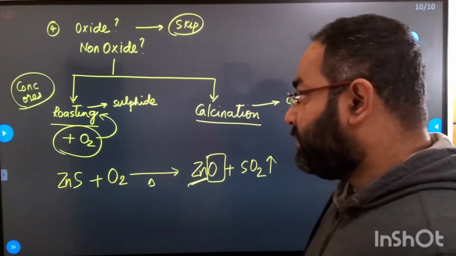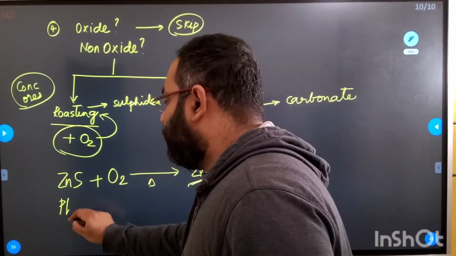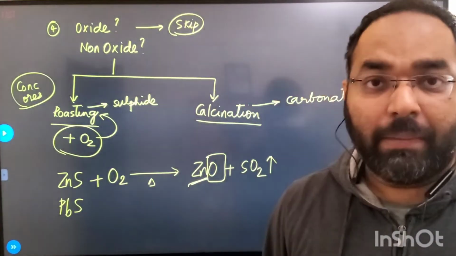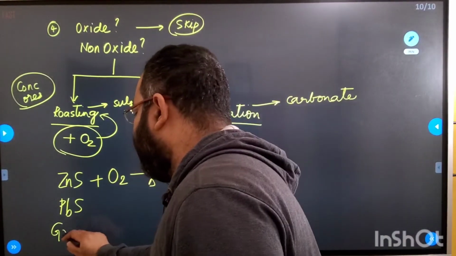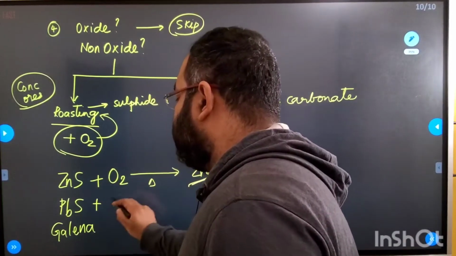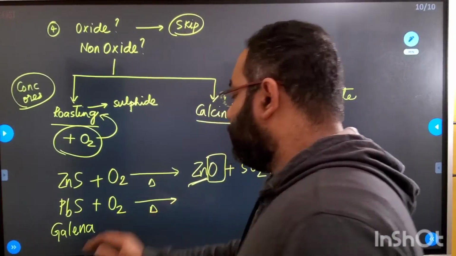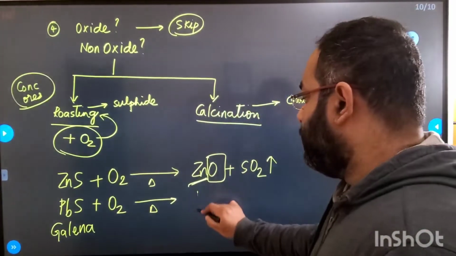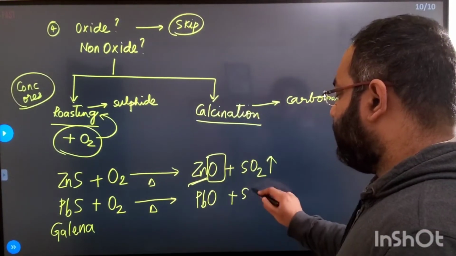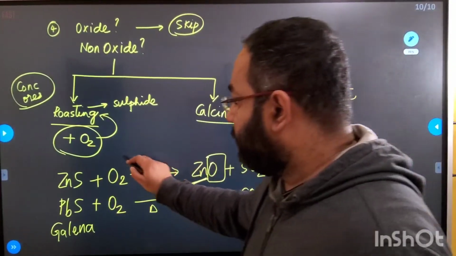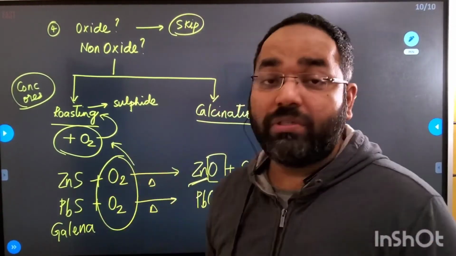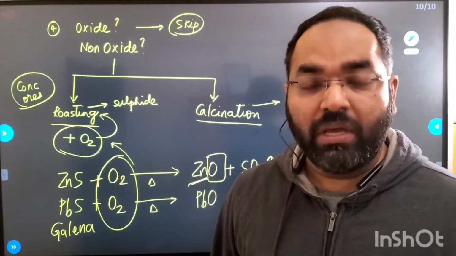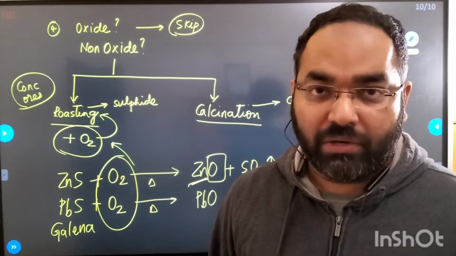Now, apart from this, you also have another important sulfide ore called galena, PbS. This also undergoes roasting when you heat it in the presence of oxygen to give you PbO plus SO2. Now please remember, the keyword that you need to use here is excess air or oxygen. You have to heat it with excess air or oxygen.